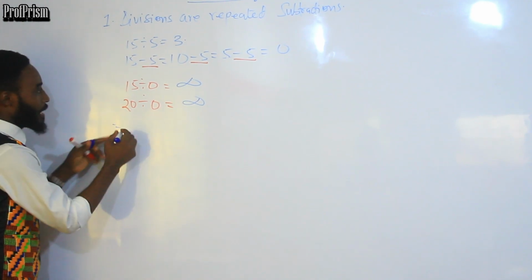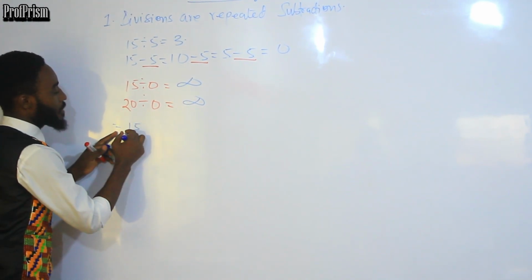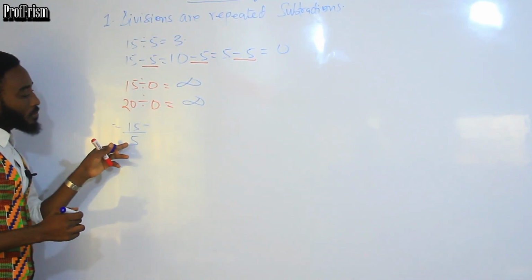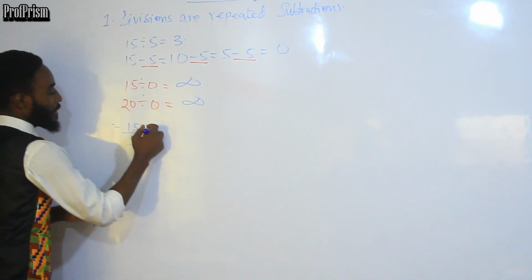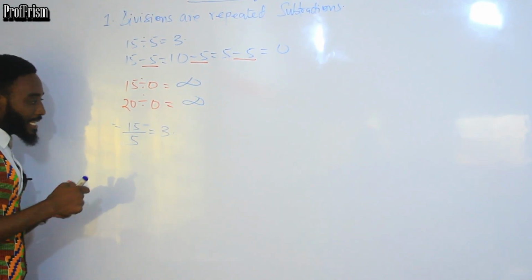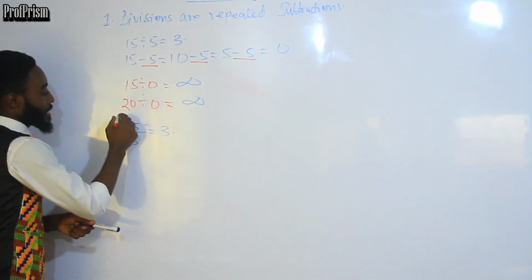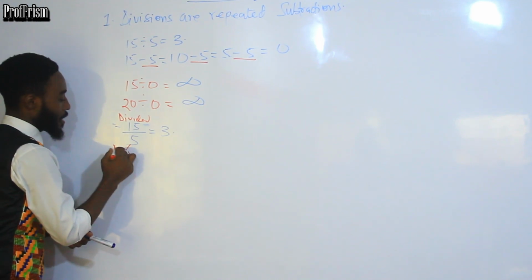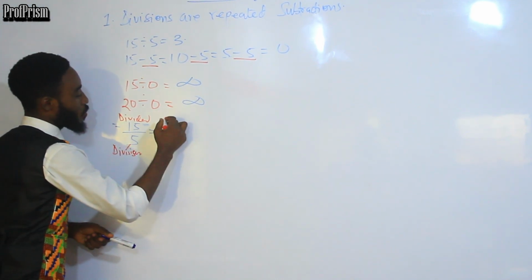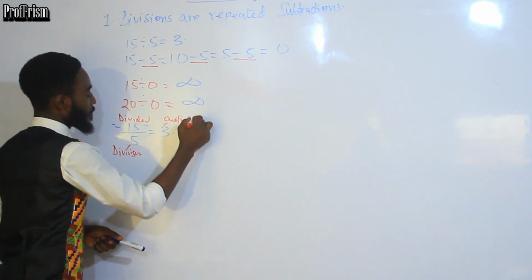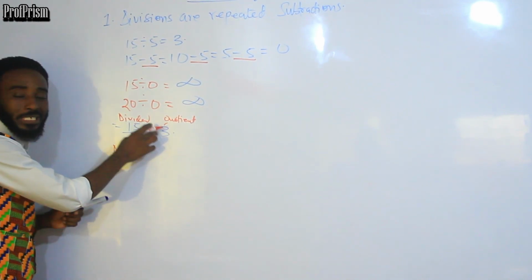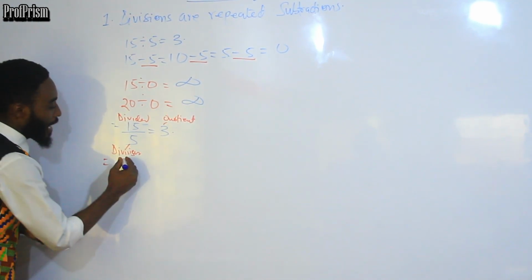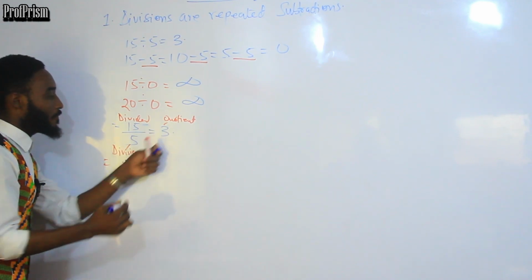Divisions are also expressed as fractions. So 15 divided by 5 is equal to 3. This also means that if I have the dividend, the divisor, and the quotient, my divisor and my quotient should give me the dividend. So therefore, from this example, 5 times 3 should give me 15.